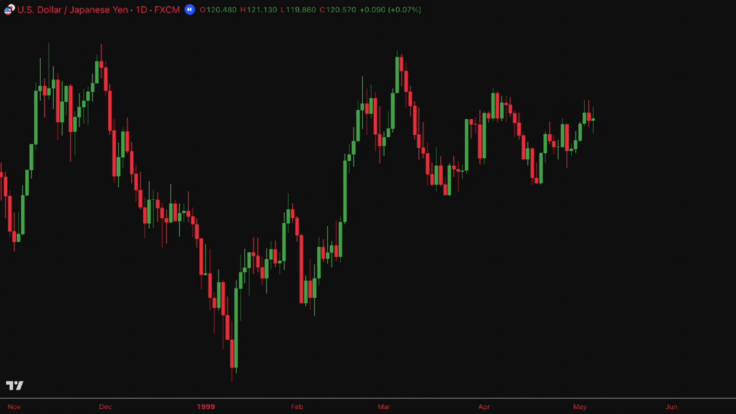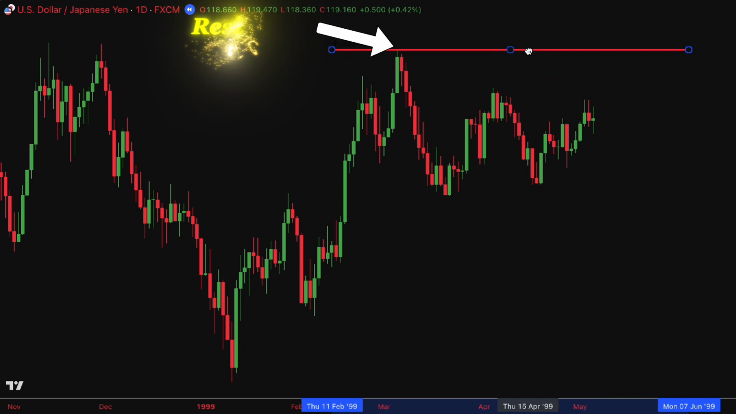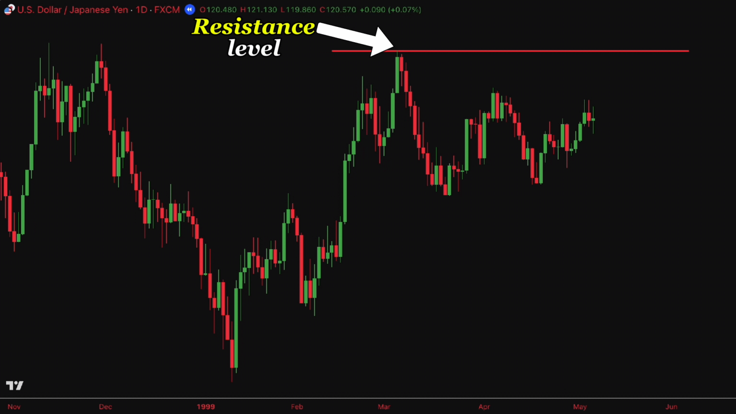As you can see, the market was initially trending higher. It then reached this level and reversed, forming a resistance level. Later, price declined to this level and reversed again, creating a support level. At this point, the market is trading inside a range with a clearly defined resistance and support level. Now look at what happened next.